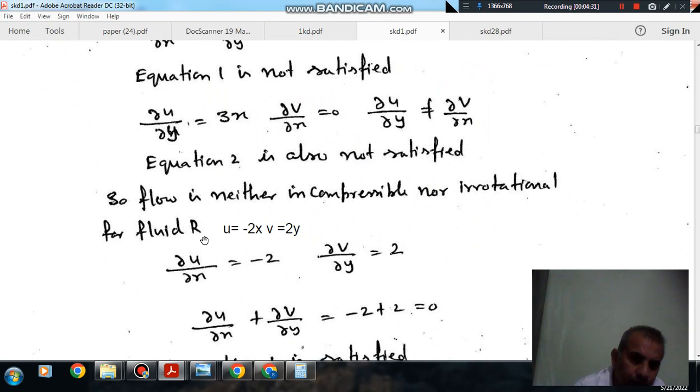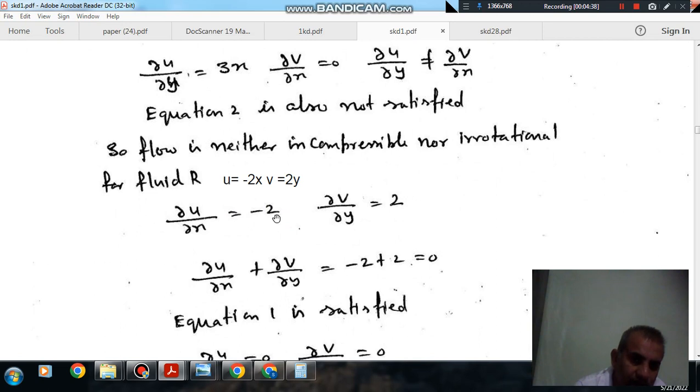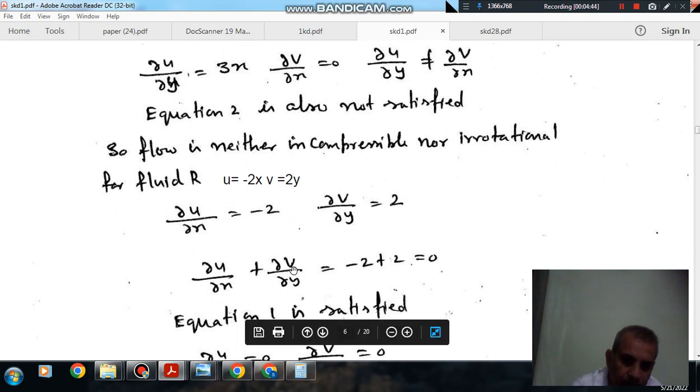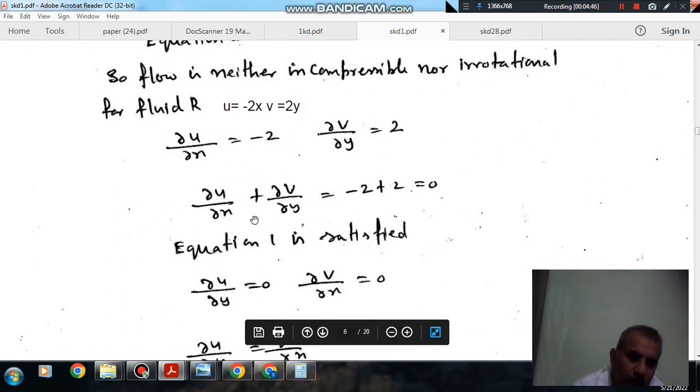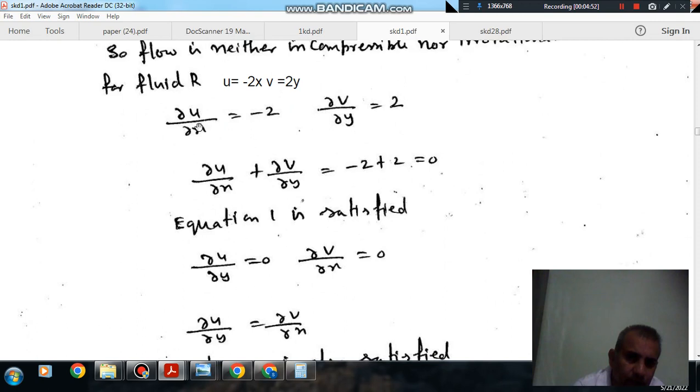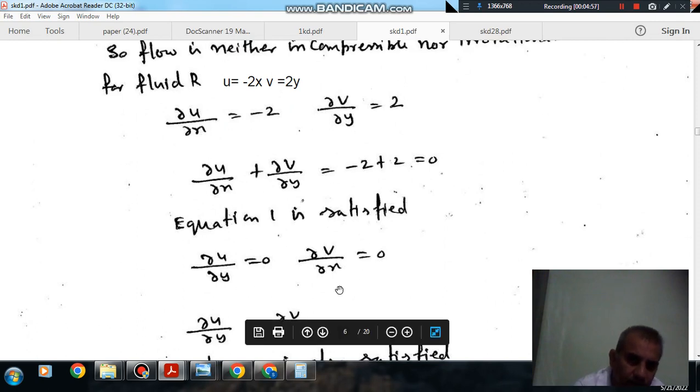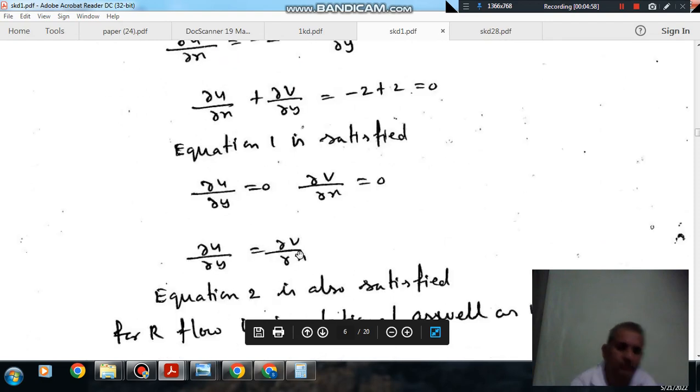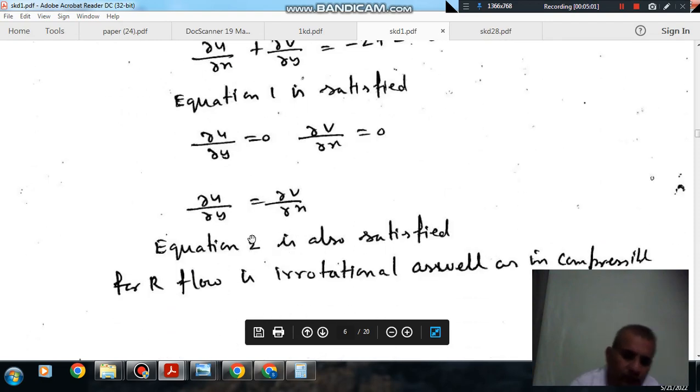Okay, now taking the fluid R, here u is equal to minus 2x and v is equal to 2y. So ∂u/∂x will be minus 2 and ∂v/∂y is 2. Okay, so this continuity equation has been satisfied, so it means the flow is incompressible. And if we find ∂u/∂y, it is 0, and ∂v/∂x is also 0. So this second condition is also satisfied, so it means the flow is irrotational.